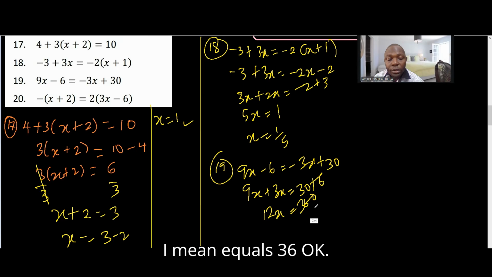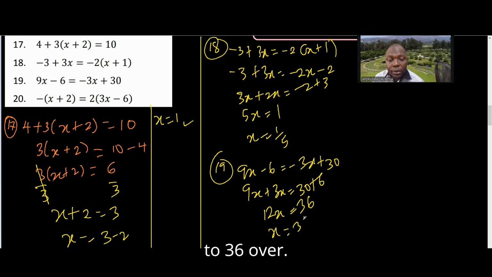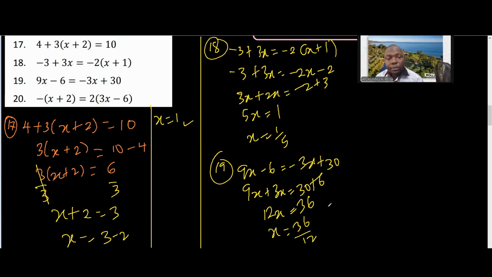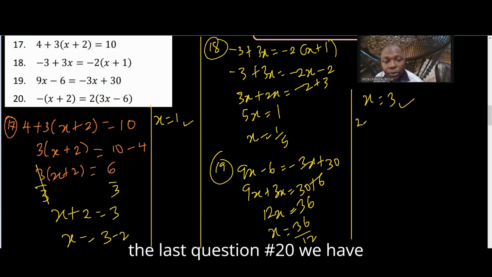Then x equals 36 over 12, okay? Yes. And what is 36 divided by 12? That's 36 divided by 3... that's 3. And to the last question, number 20.